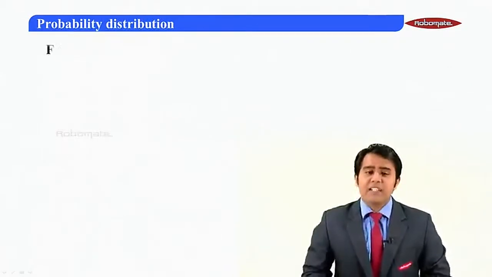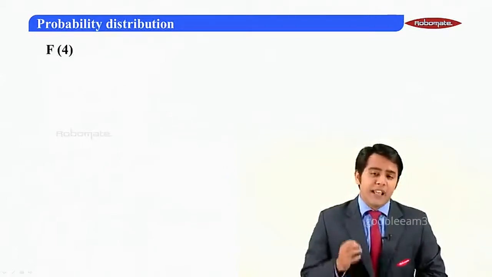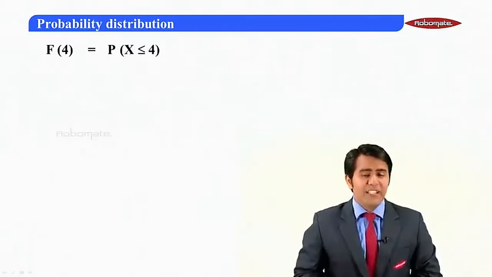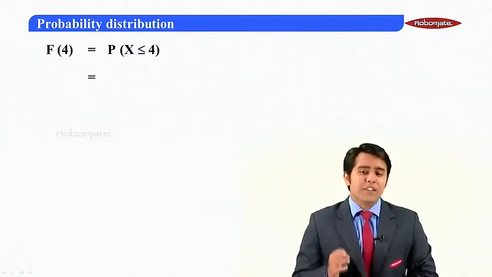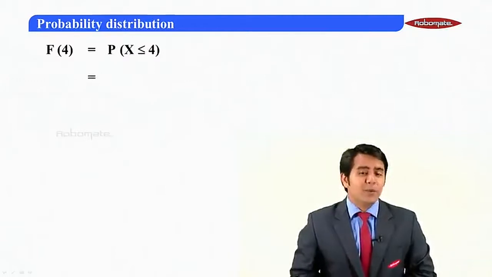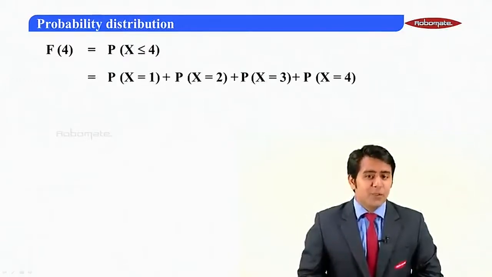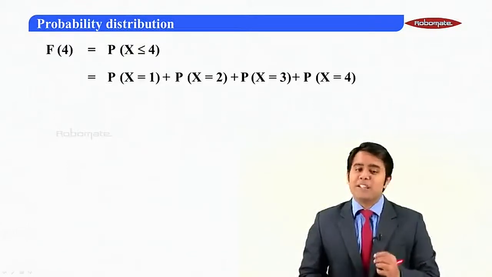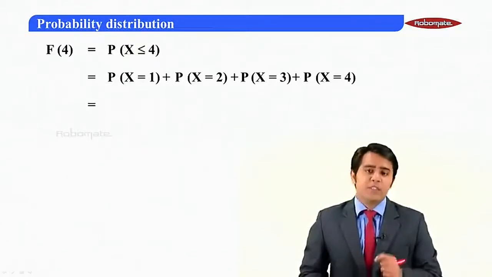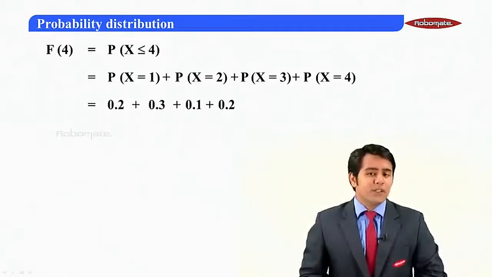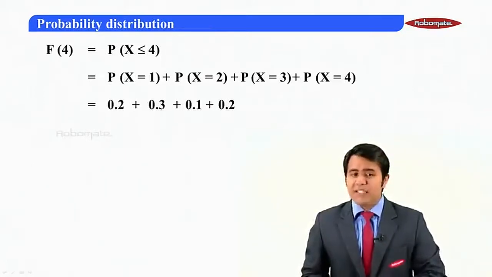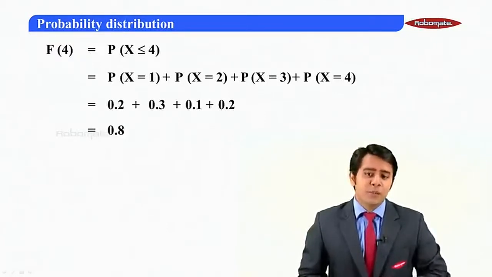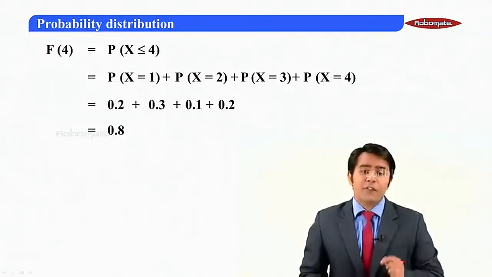Now similarly, let us try to understand another value, F(4). F(4) is simply equal to P(X less than or equal to 4), which means I have to add probabilities up to 4. So this is P(X=1) plus P(X=2) plus P(X=3) plus P(X=4). From the table, we can substitute the values as follows: 0.2 plus 0.3 plus 0.1 plus 0.2, and the sum will be equal to 0.8. So this is F(4).